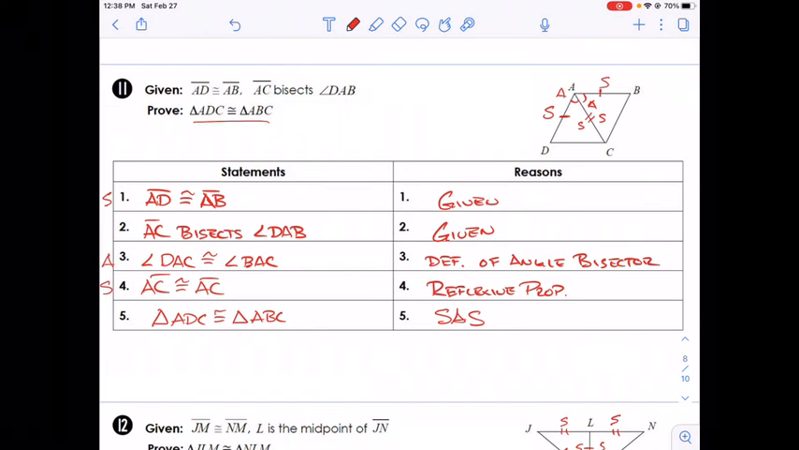And then, so now that gives us an angle, and then we know that AC is congruent to itself by the reflexive property. And then we can now say that our triangle ADC is congruent to triangle ABC, and that is going to be by side angle side.